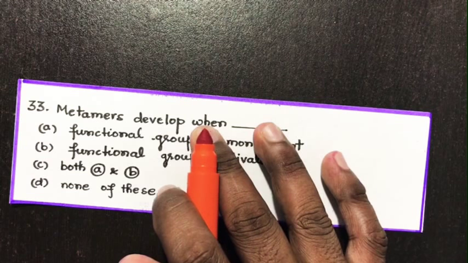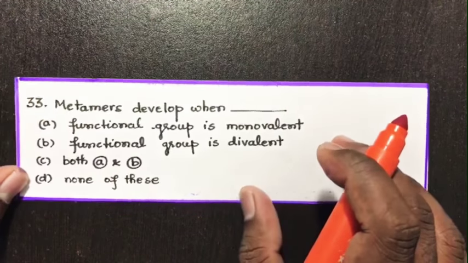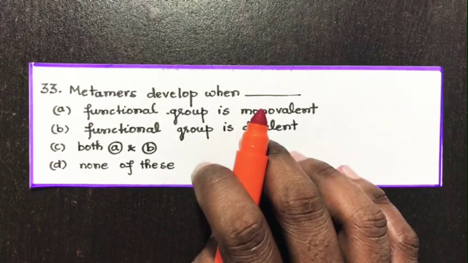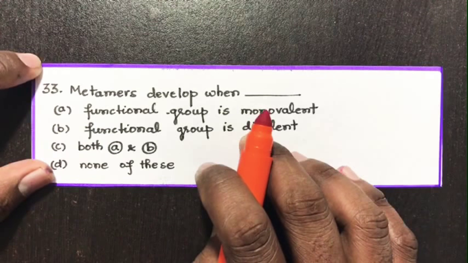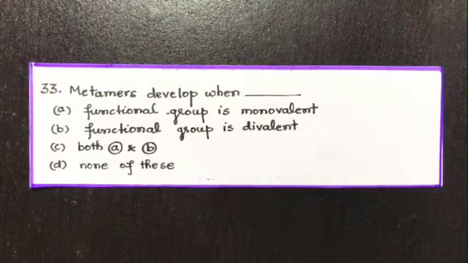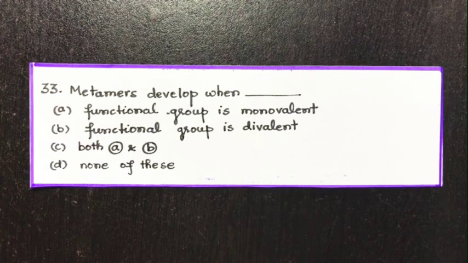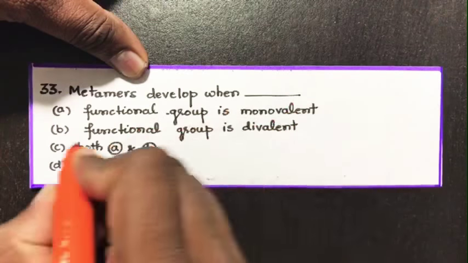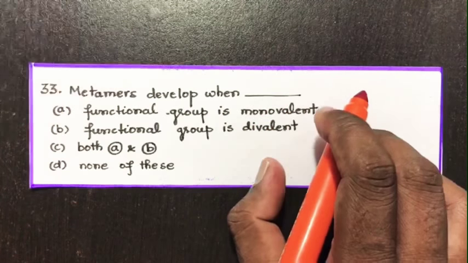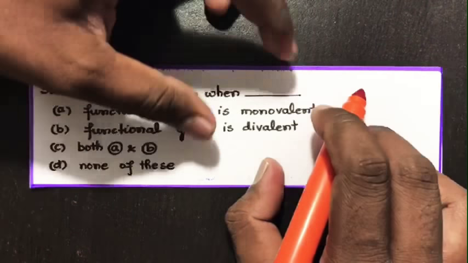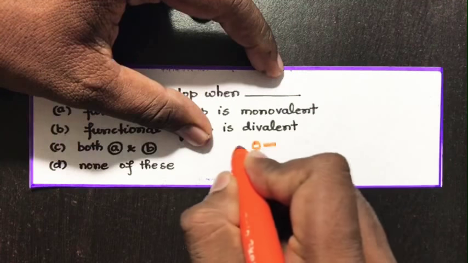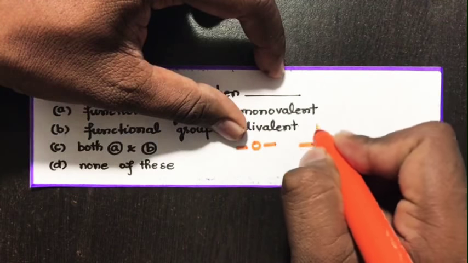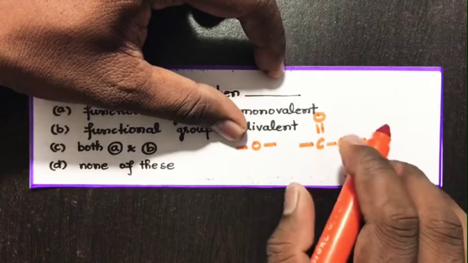Now metamers. So the 33rd problem, that is, the metamers develop when. So the metamers develop when the functional group is divalent. All the functional groups that are divalent show metamers, like ether, ester, these are the divalent functional groups.